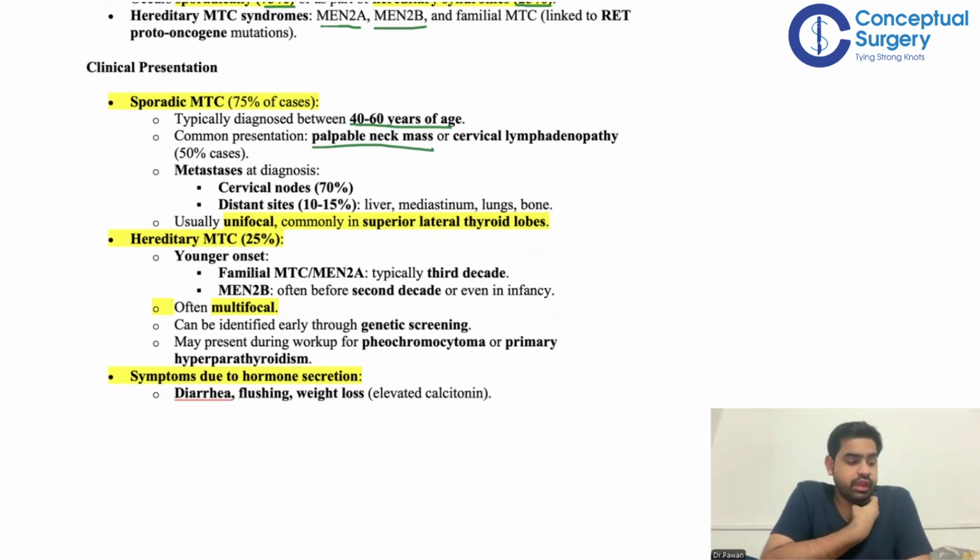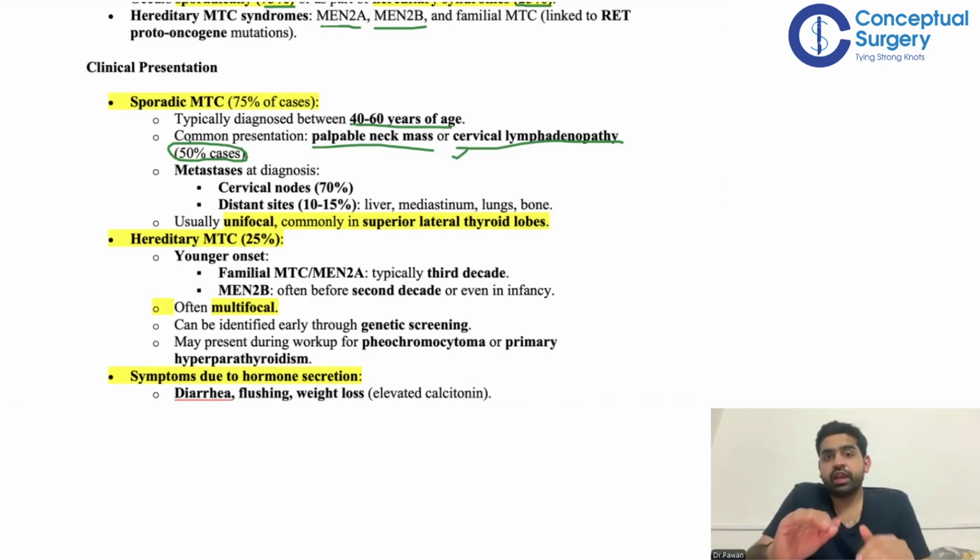Obviously, if there is a thyroid malignancy, the patients can have a palpable neck mass. There can be some kind of nodule in the thyroid which can be palpable. Or there can be cervical lymphadenopathy, meaning the lymph nodes of the neck can also be enlarged. These are the things which may be present. Around 50% of the patients have cervical lymphadenopathy. Now you understand my point? So typically diagnosed between 40 to 60 years, sporadic.